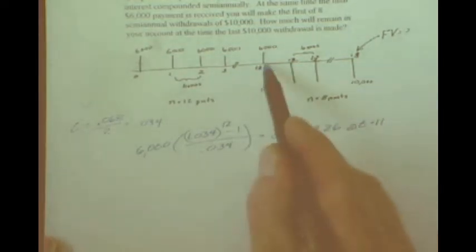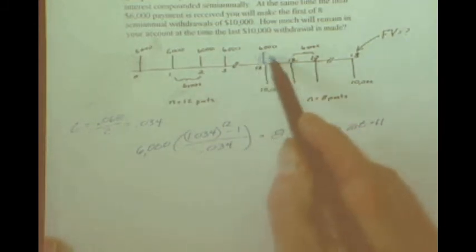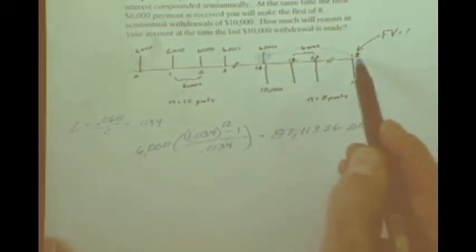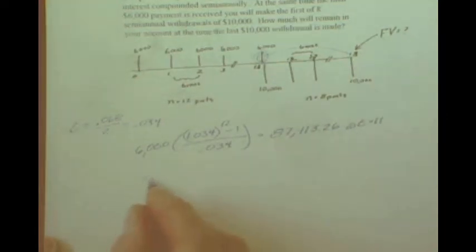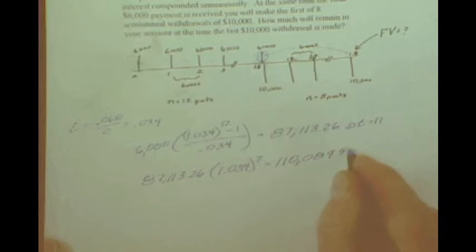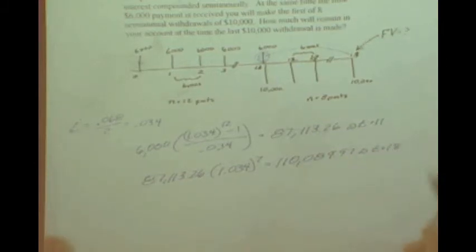So I've consolidated to here, and I want to move that amount to time 18. Well, 11 from 18 is 7 years. So we'll use our building block equation, and the $87,000 grows to $110,084.97, and this is at time 18 years.